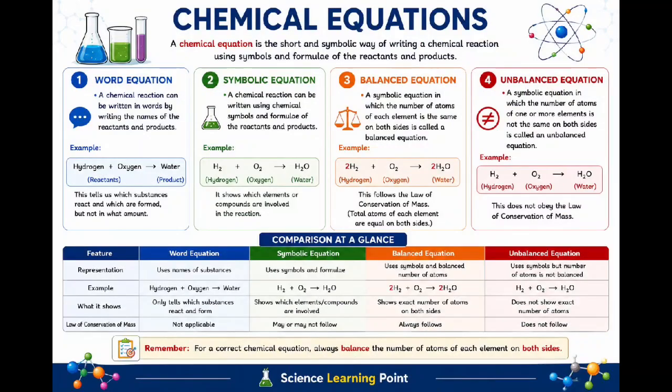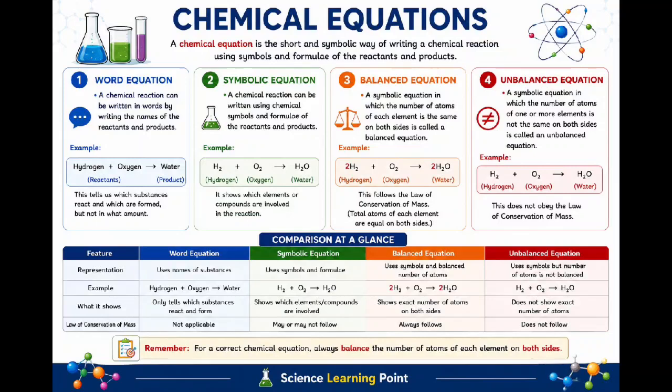In the previous slide, we learned that a chemical reaction forms new substances. But imagine if scientists had to write every reaction in long sentences, it would take a lot of time and space. So, to make chemistry simple and universal, scientists use chemical equations. What is a chemical equation? A chemical equation is the symbolic representation of a chemical reaction using the chemical symbols and formulas of the substances.